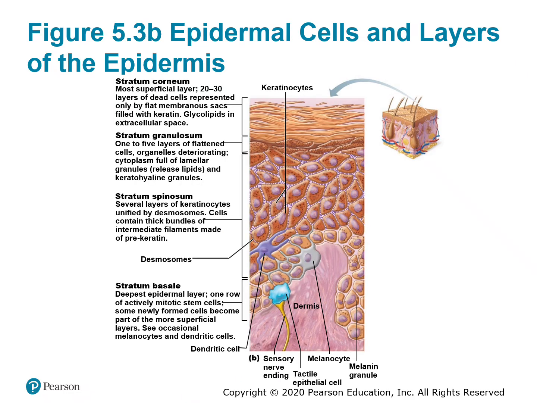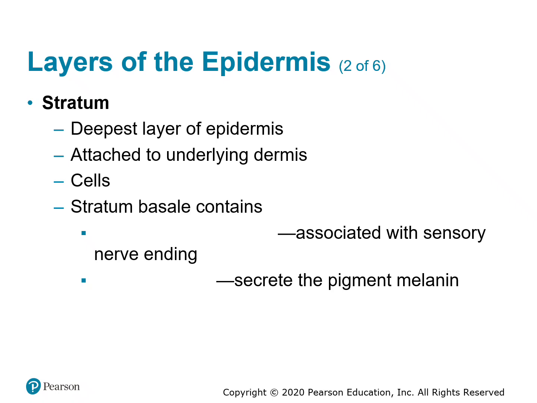Same thing, different way of looking at it. Now we're going to talk about all of the layers and all of the things that you're going to find in each of the layers. In stratum basale, which is the deepest layer, it is attached directly to the dermis. These cells are actively dividing, meaning they are going through the phases of mitosis, making more of themselves, all of that stuff.